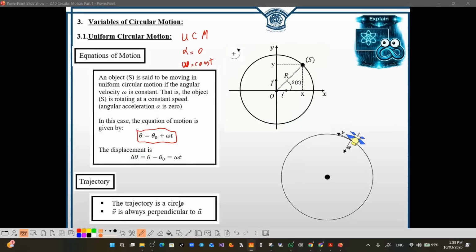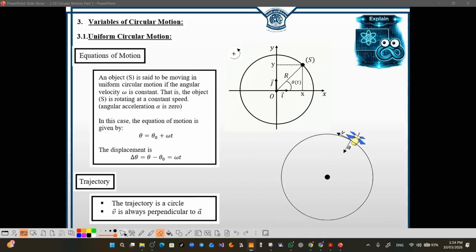Now here the trajectory is a circle and v is always perpendicular to acceleration. The direction of acceleration is toward the center in uniform circular motion, and the velocity is tangent to the path. So if the satellite now moves in this direction, the acceleration is toward the center and the velocity is tangent to the path. Even here, the acceleration is toward the center, and the velocity is tangent to the path in uniform circular motion.